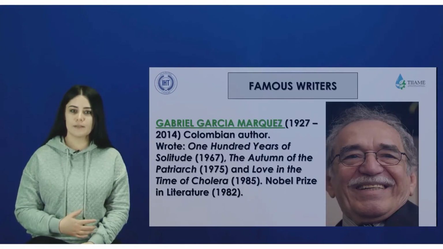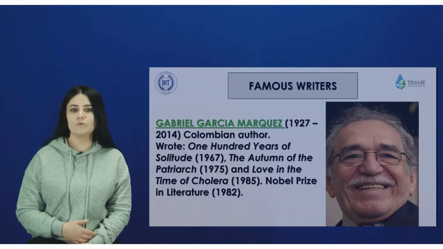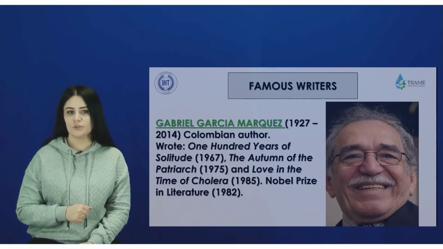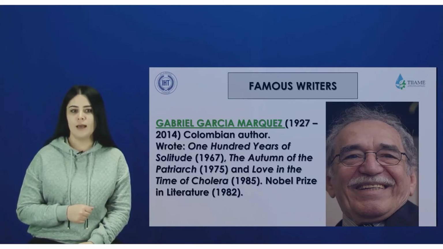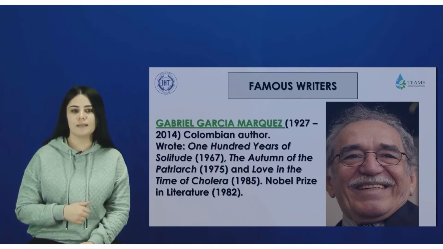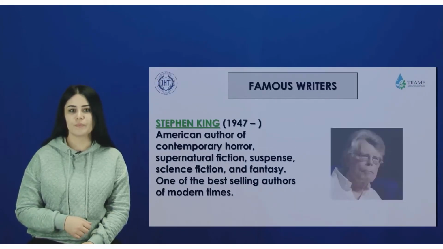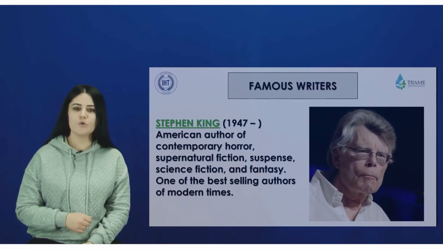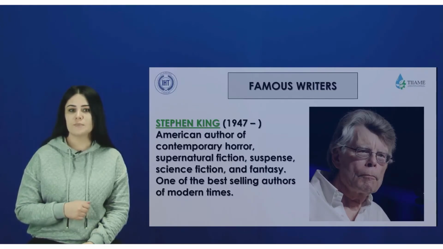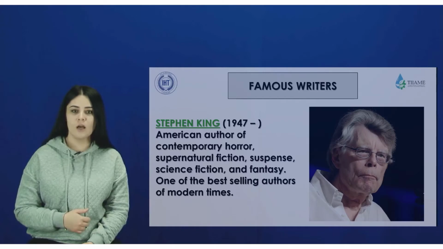Gabriel Garcia Marquez, Colombian author, wrote One Hundred Years of Solitude, The Autumn of the Patriarch, and Love in the Time of Cholera. Nobel Prize in Literature in 1982. Stephen King, American author of contemporary horror, supernatural fiction, suspense, science fiction, and fantasy, one of the best-selling authors of modern times.